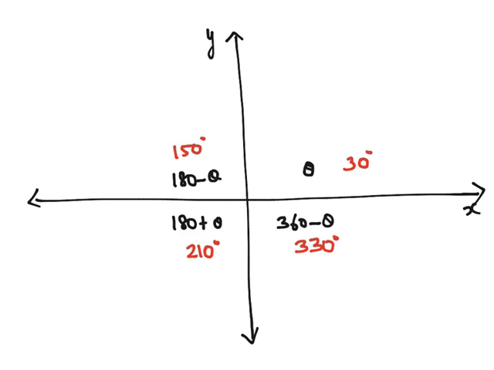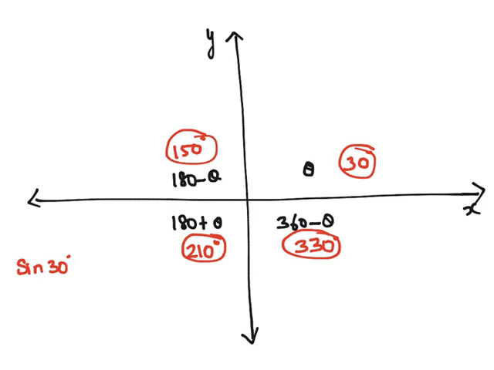So this 30, 150, 210 and 330 will form a group. Now what does it mean? It means, for example, sine 30 degrees will be equal to half. We know that. And sine 150 degrees will also have the same numerical value, half. Now we know that in the second quadrant sine is positive, so it is plus 1 by 2.